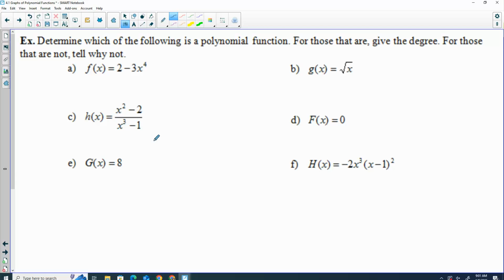So first, I just want to look at a lot of different expressions. I want to decide if they're a polynomial. If they are, we're going to give the degree. If they're not, we're going to tell why not. So would A be a polynomial? Yes, it is. My degree, that's the highest exponent. What is my degree? 4.